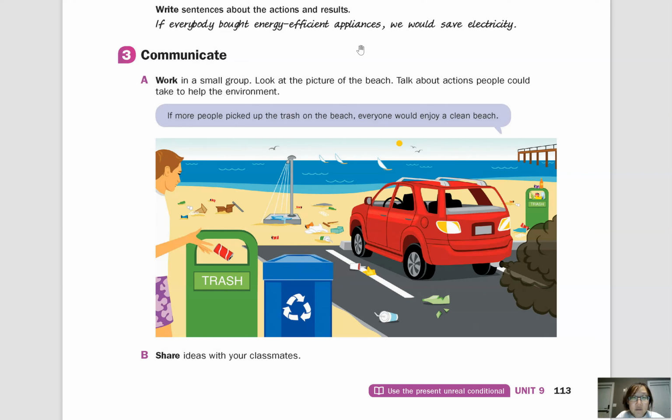Okay, so again, as an example, if everybody bought energy efficient appliances, meaning if everybody did this imaginary situation, then this would likely result. We would save electricity. Okay, so of course we wouldn't use might save electricity or should save electricity, because it doesn't really make sense in this context. So we would save electricity. Okay, so go ahead and take some time to make sentences about this picture. So you can pause the video and continue when you're finished.